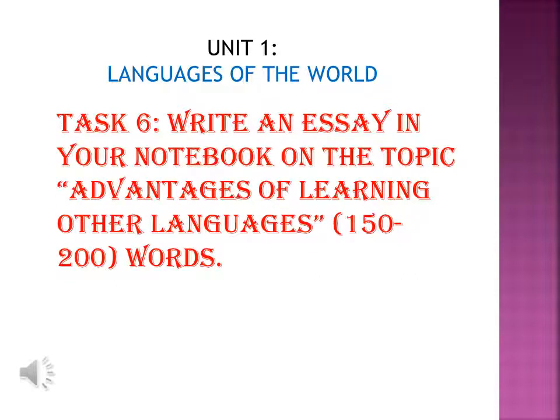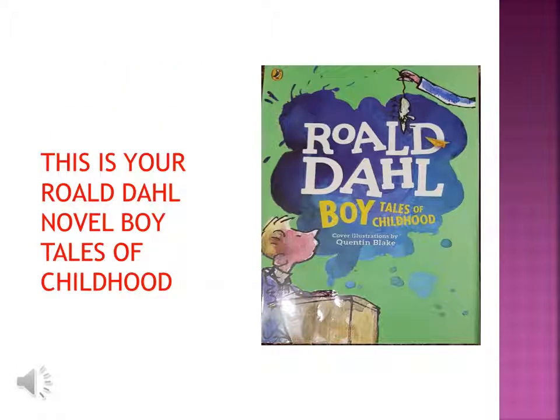Dear students, task 6 is about self-writing task. After reading this unit, you can write an essay on advantages of learning other languages, 150 to 200 words in your notebook. This is your Roald Dahl novel Boy: Tales of Childhood. Read your novel book page number 1 till 45. Write at least 40 difficult words on A4 paper and write meaning of these difficult words by the help of Oxford Dictionary and paste A4 paper in your novel book.